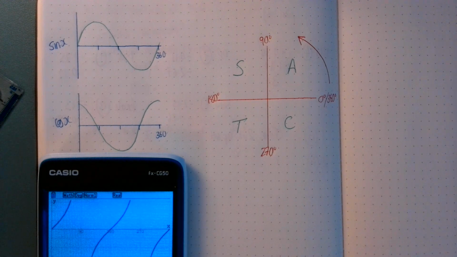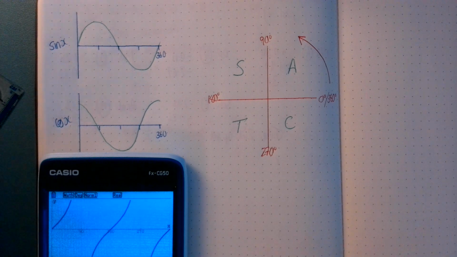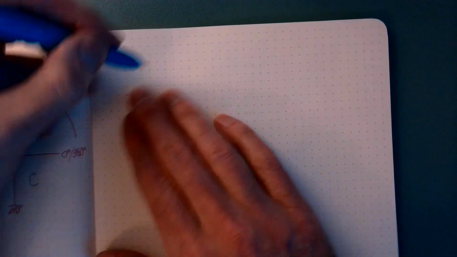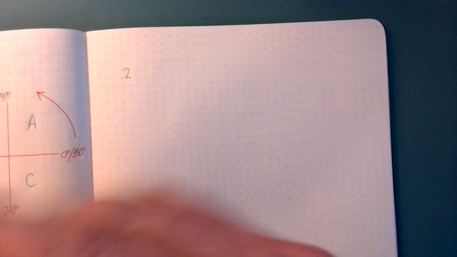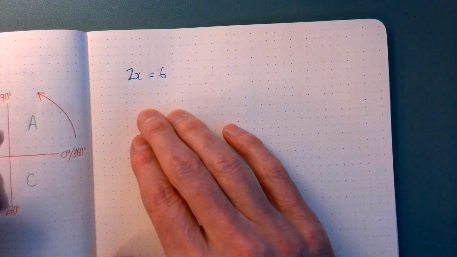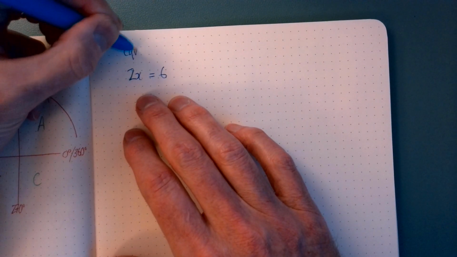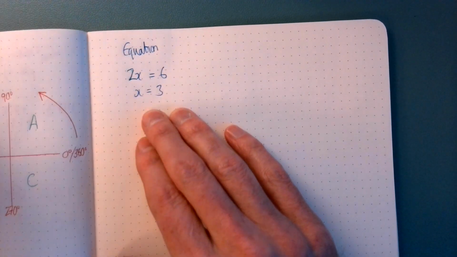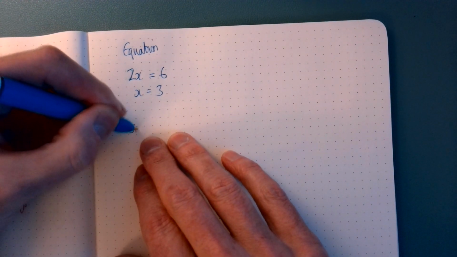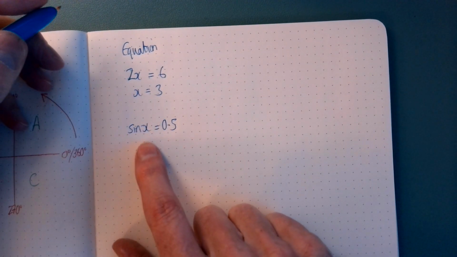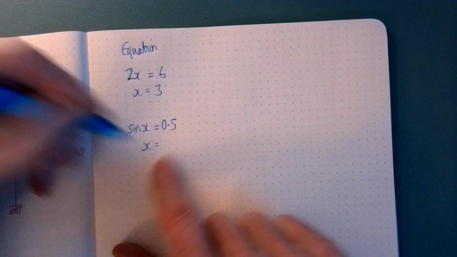Okay, that was the first thing we did. The second thing we did was to do with identities. So, this expression here is an equation. It is only true when x is 3. This is also an equation. There are only certain angles that have a sine of 0.5.